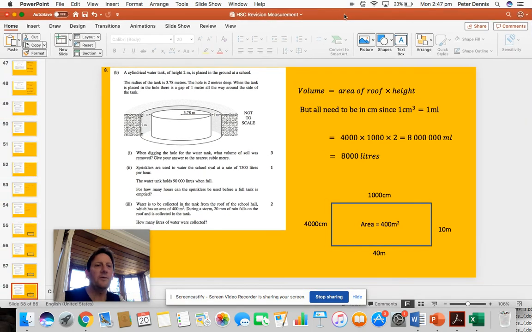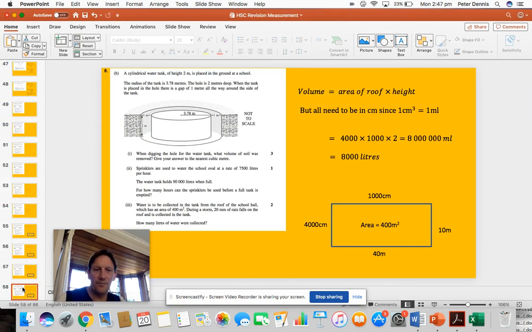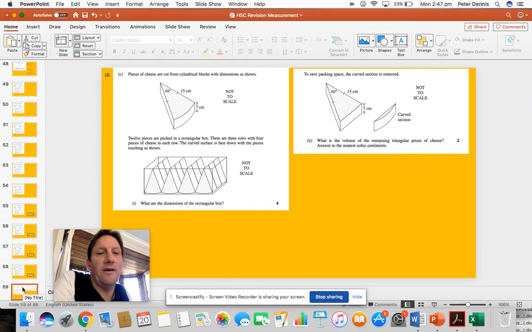Okay, here's question 9 when I can get there. Here's question 9 again, or question 10 perhaps. Maybe I missed question 9. Pieces of cheese are cut from a cylindrical block with dimensions as shown. 12 pieces are packed into, and there's lots happening here. It's A, B, and C questions, or part 1 and part 2. What is the dimension of the rectangular box when 12 of these are put into it?